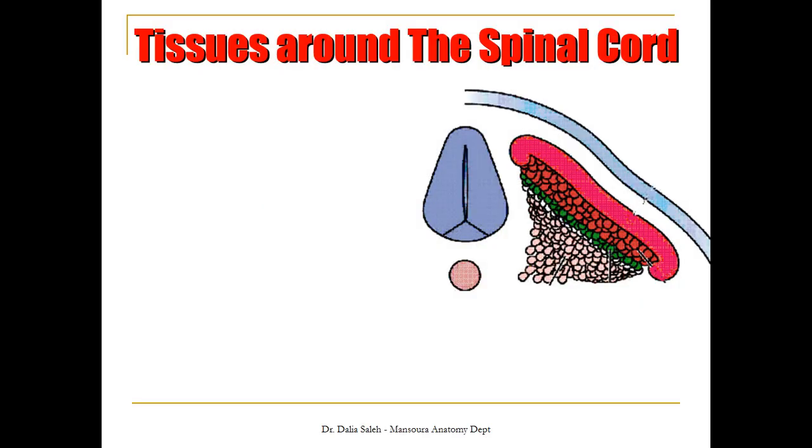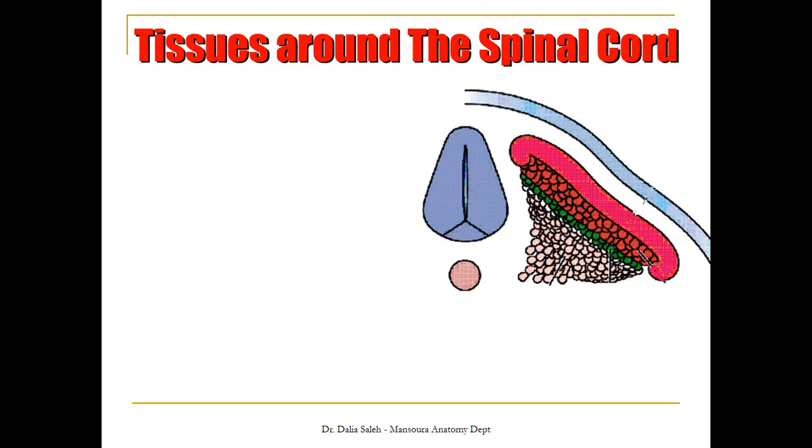For the tissues around the spinal cord, you know that the spinal cord lies within the vertebral canal, which is formed by the pedicles and laminae and the spine of the vertebrae, right? And it is also surrounded by 3 layers of meninges: the pia mater, the arachnoid mater, and the dura mater, from inner to outer.